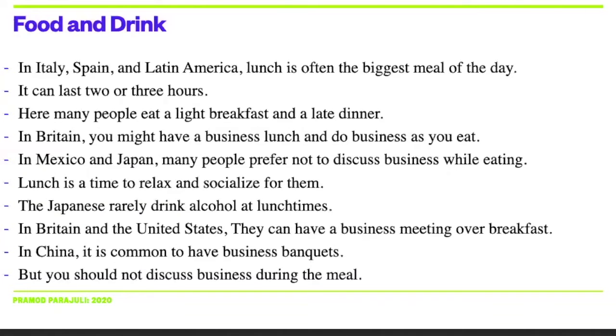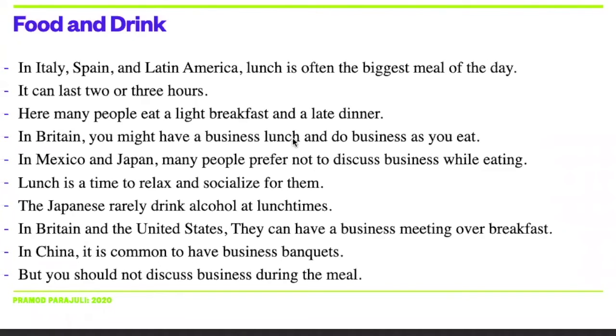Now, food and drink. In Italy, Spain, and Latin America, lunch is often the biggest meal of the day. Latin America, you can understand, like USA or Mexico. So in these countries, lunch is often the biggest meal of the day. Biggest meal of the day means they have it in heavy amount.